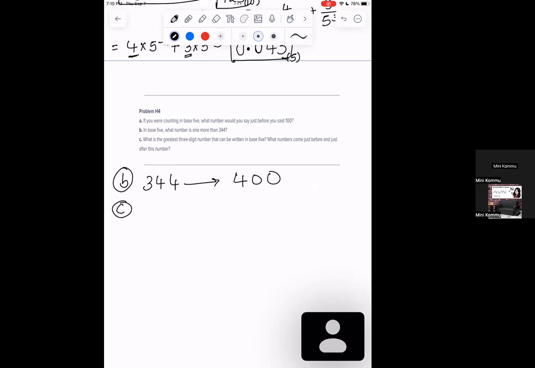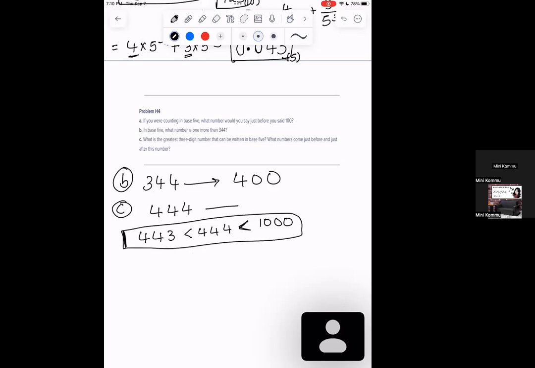The greatest 3-digit number that can be written in base 5 is 444. And just before this number, you will have 443. And just after this number, there are no 3-digit numbers anymore because this is the greatest 3-digit number, which is 444. So soon after 444, the next number you'll have is 1000. All right. 443, 444, and 1000.